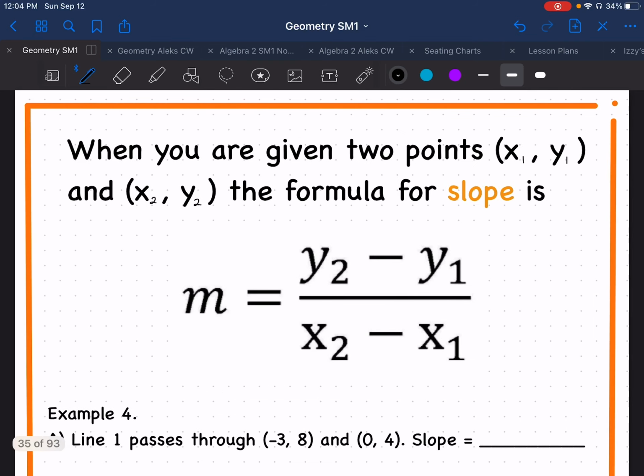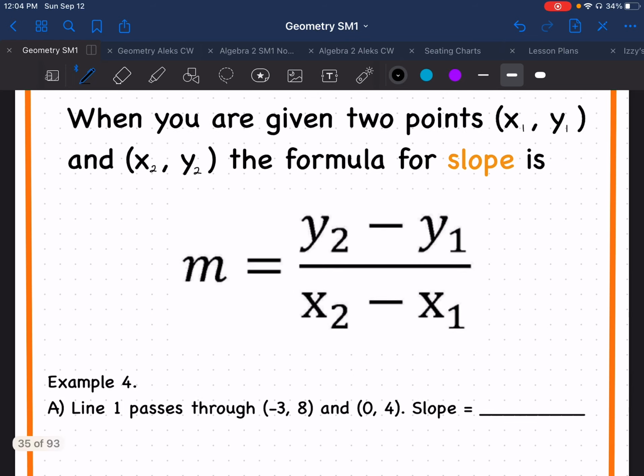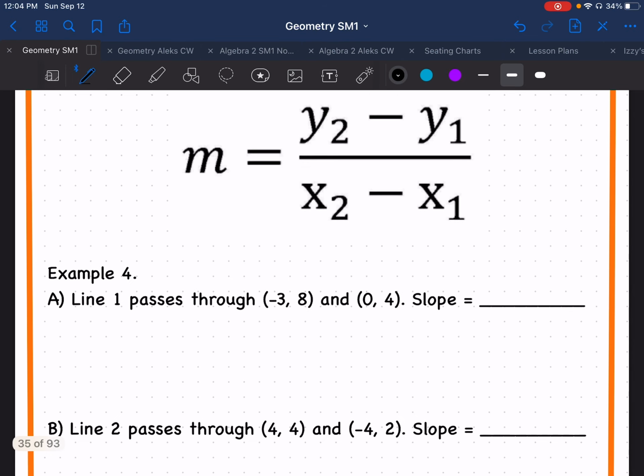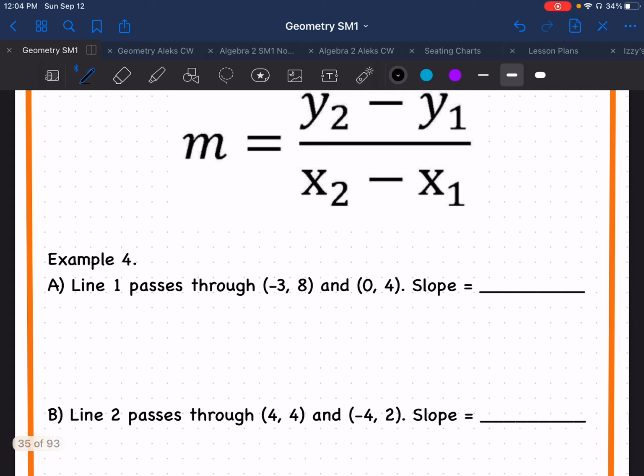All right. When you are given 2 points, x1, y1, and x2, y2, the formula for the slope is m equals y2 minus y1 over x2 minus x1. In this last example, we are going to find the slope of a line that passes through the given points. The first thing you want to do is make sure that you label your two given ordered pairs. So for my first one, line 1 goes through negative 3, 8. Remember, the first number is always x and the second number is always y.